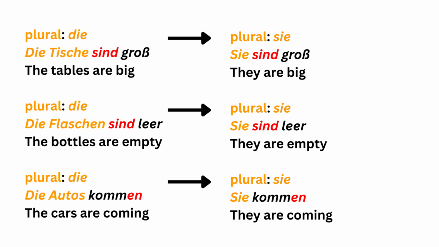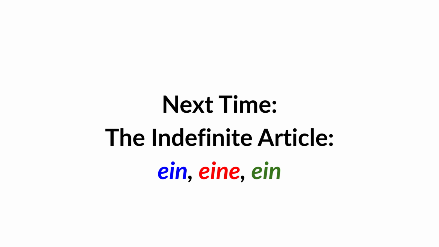With that, we have learned what we need to know about the definite article so far and integrated it with the earlier topics of personal pronouns and conjugation. Next time, we'll add the indefinite article ein, eine, ein.